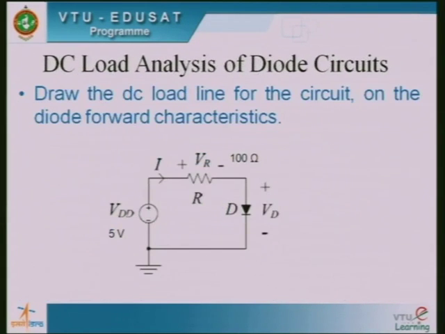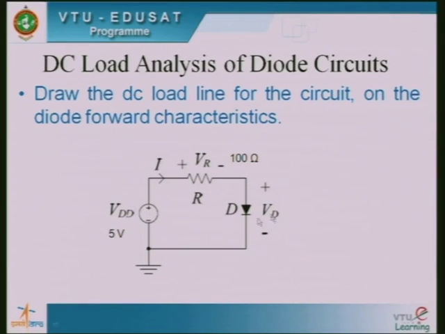If you have a look here, the simple diode circuit that we consider has a DC supply of 5 volts in series with the resistance R. The resistance value is 100 ohms, whereas the voltage drop across the resistance is called VR, which is in series with VD, that is the diode. As I told you, the anode terminal is connected to the positive terminal of the battery, whereas the cathode is connected to the negative terminal of the battery, and therefore the diode is forward biased.